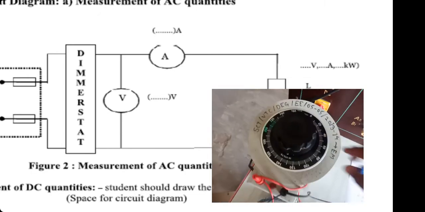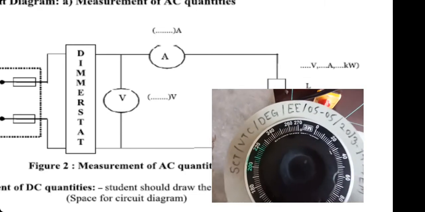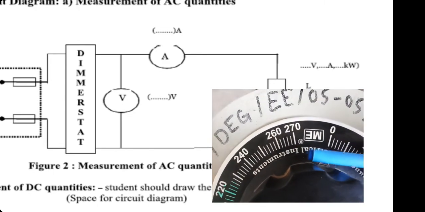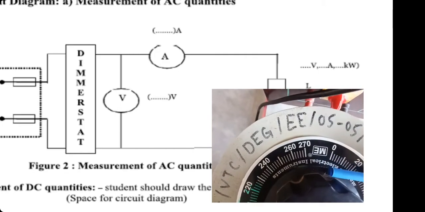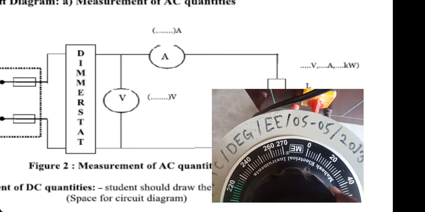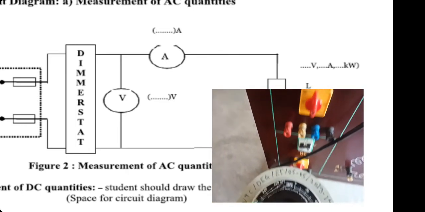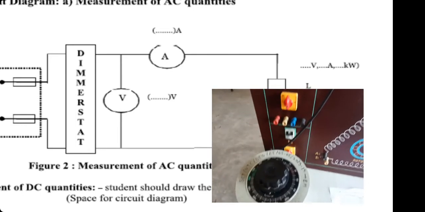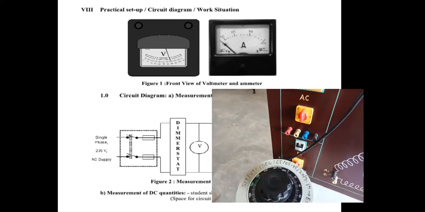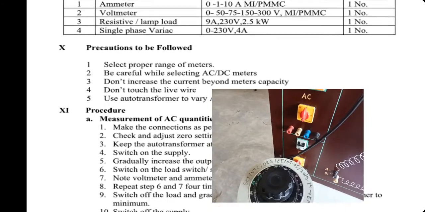Now, precautions to be followed. Ensure that the auto transformer is in the 0 position. Here we can see the knob of the auto transformer is in the 0 position, and all the switches are off. Now follow the step by step procedure. Here the procedure is given.